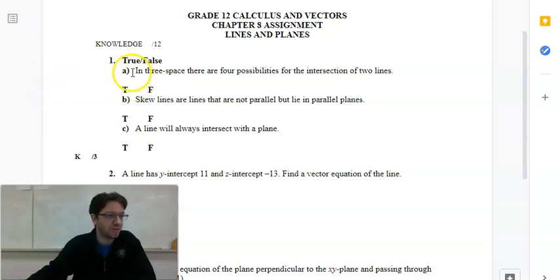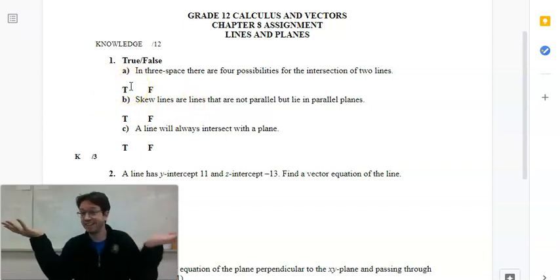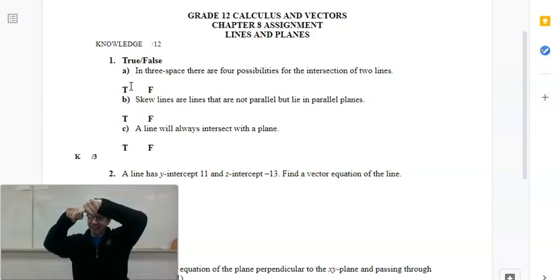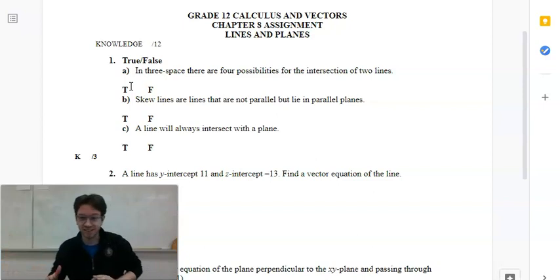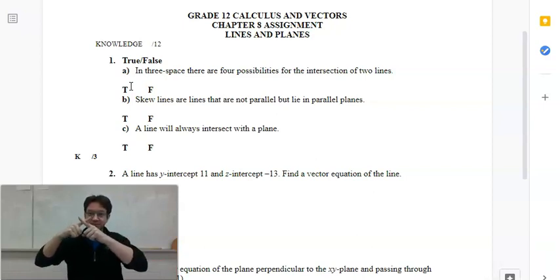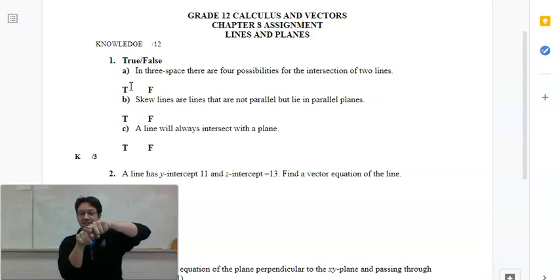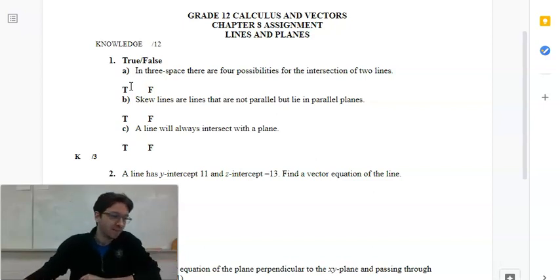Alright, so for our true and false question, it says in 3 space there are 4 possibilities for the intersection of 2 lines. I honestly think this one could be worded better. I would go with true. There's not 4 possibilities for the intersection. I mean, you could have an infinite number of possibilities if the 2 lines actually lie on each other. But I think what it's trying to ask is 4 different cases for possible intersections or non-intersections, in which case you have where they intersect at a point, infinite intersections because they lie on top of each other, they're parallel, or they're skewed. So that's 4 different cases. So I would go with true with that one, but I do agree it should probably be worded better.